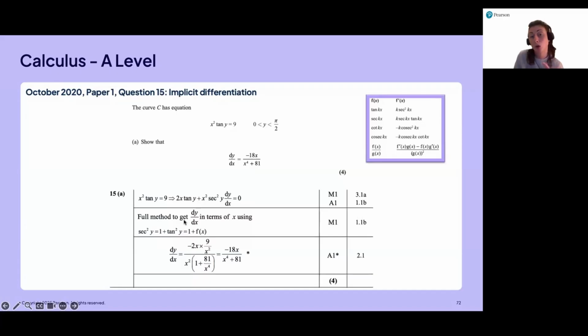And you can see in the top right there, I've put a snippet of the formula sheet in. So once again, you can see what the students are allowed to pull in for themselves. So the derivative of tan, sec squared, is already there for them. And then we're using the identity tan squared plus 1 equals sec squared.